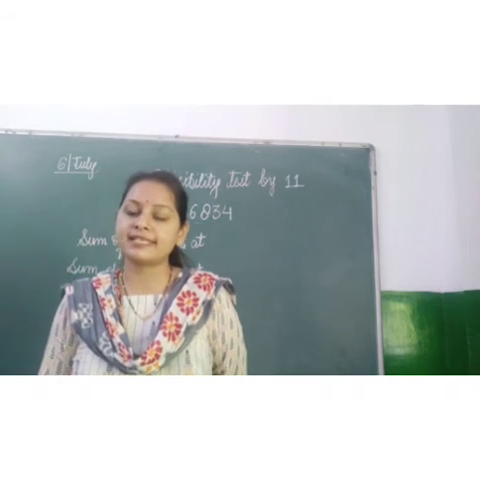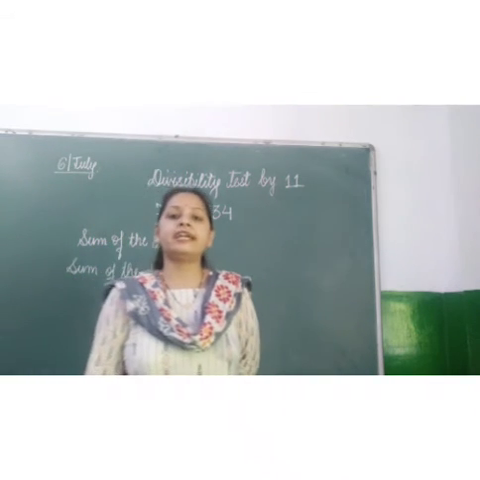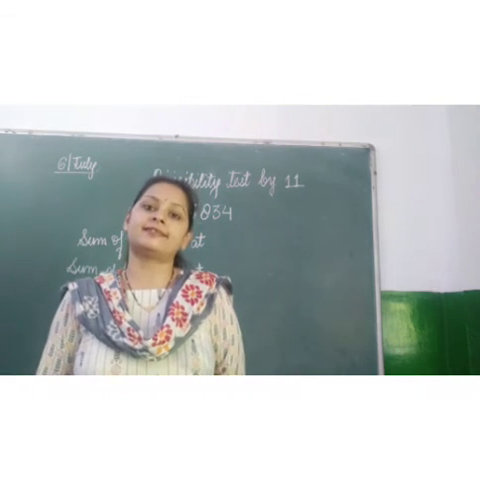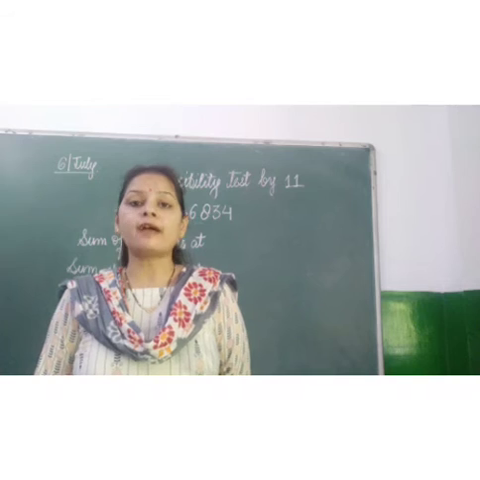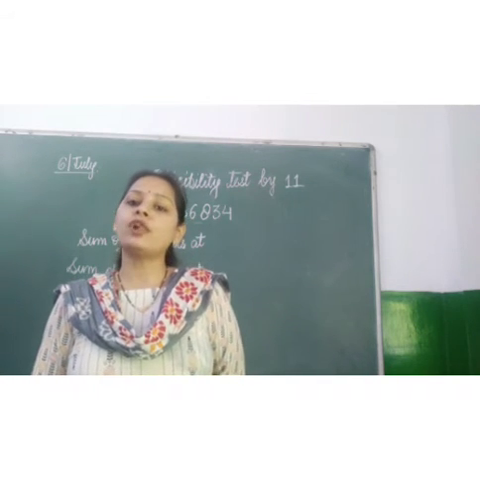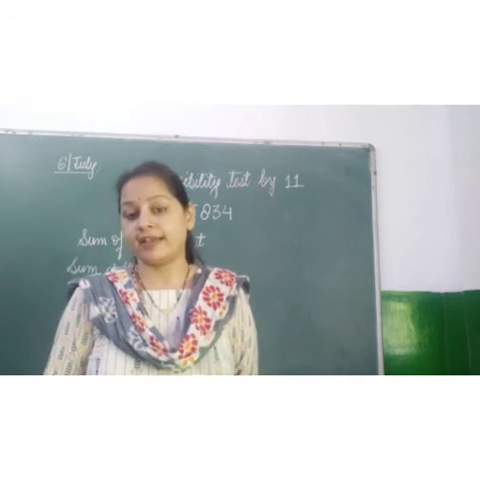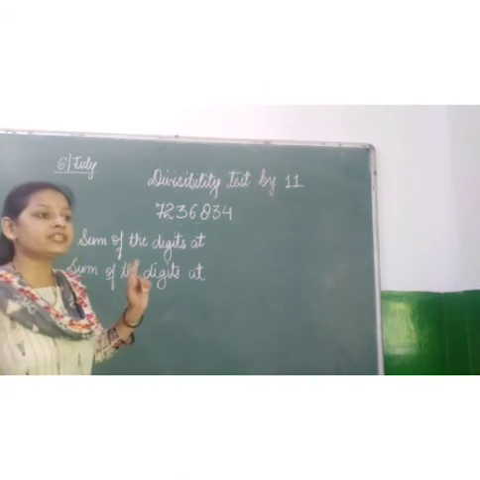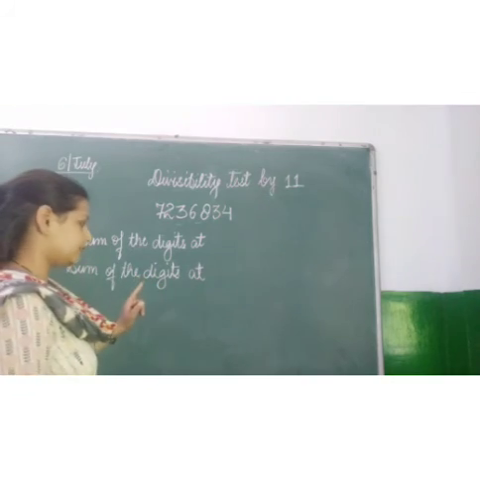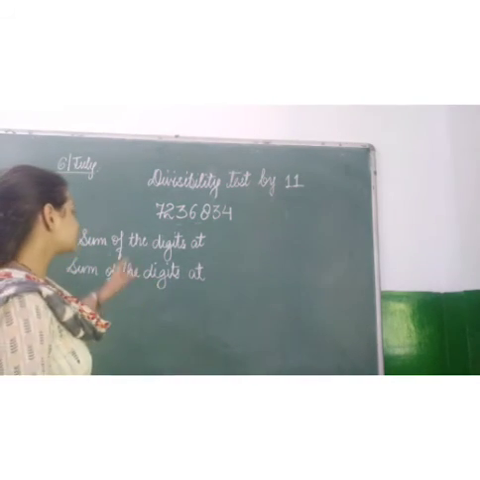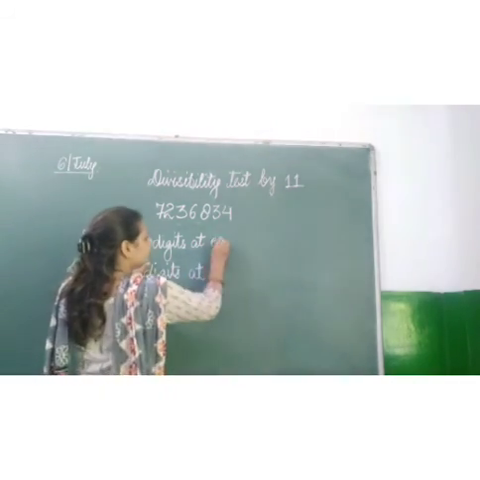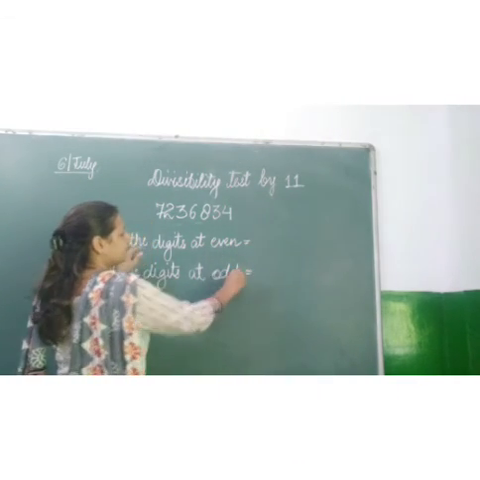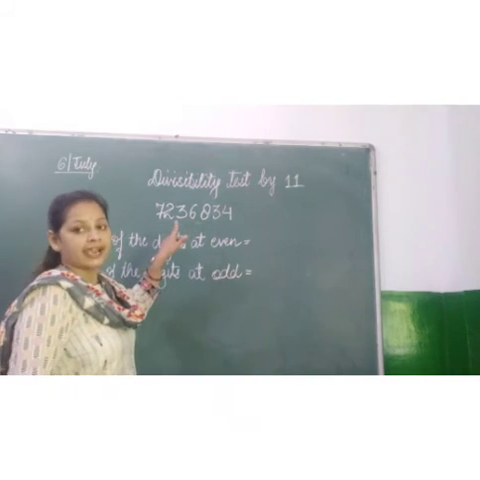Children, let's see the divisibility test of 11. If the difference of the sum at even places and odd places is either 0 or a multiple of 11, the full number will be divisible by 11. Let's see how this is applicable to a number. The difference of the sum of the digits, you have to find the difference of what? The sum of the digits at even places and odd places. So how will we find it? When we see the digits at even and odd places.